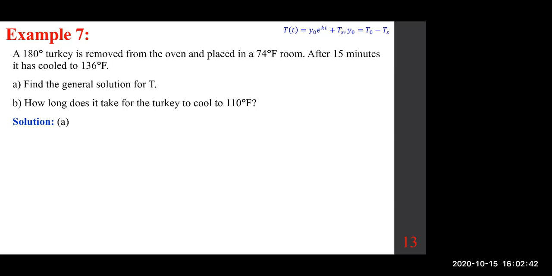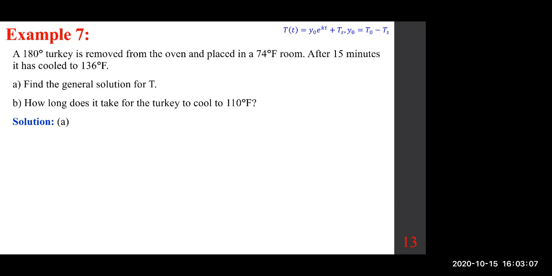A 180-degree turkey is removed from the oven and placed in a 74 degrees Fahrenheit room. After 15 minutes, it has cooled to 136 degrees Fahrenheit. We want to find the general solution. And that's, even if they don't ask for that, we should always do that. And then how long does it take to cool down to 110 degrees Fahrenheit?